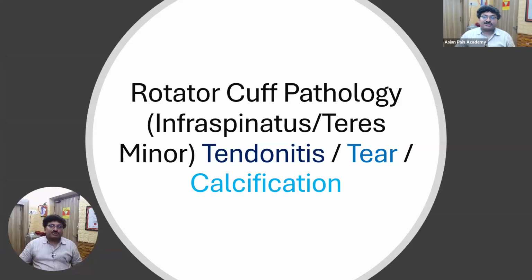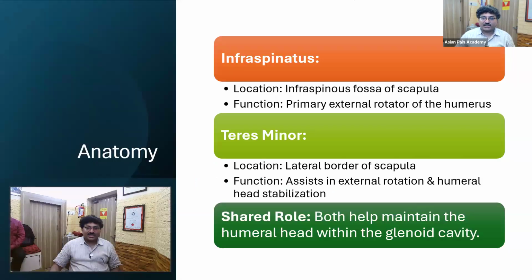So let's start with the posterior rotator cuff pathologies, namely infraspinatus tendinosis and calcification. The presentation will be similar, so I'll be going fast.